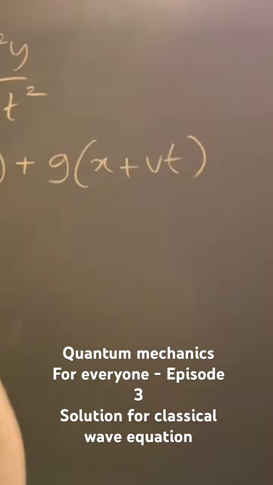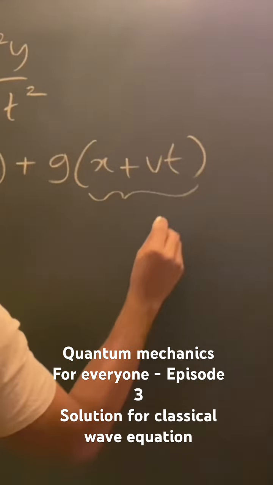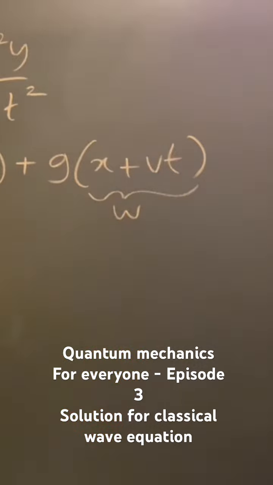out of nowhere, you can't just find solutions like that. So I'm going to find whether this is a solution. For simplicity, I'm going to take x − vt as u, and x + vt as w.